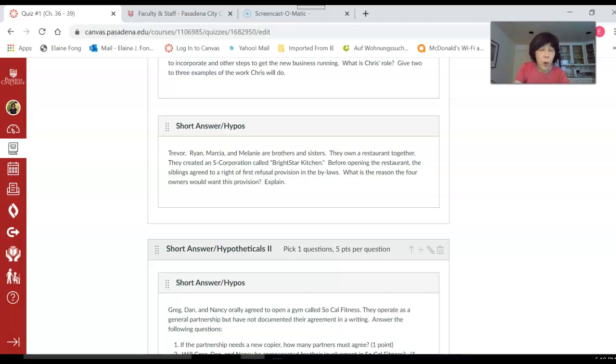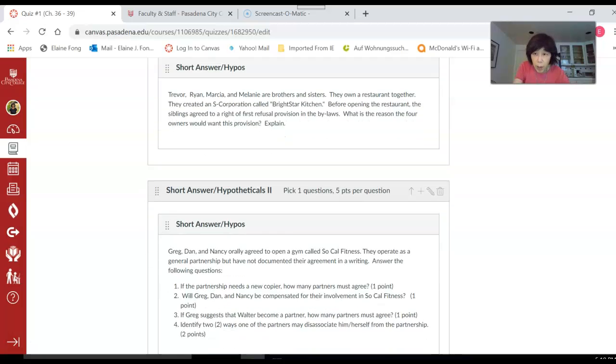If any one of the 4 decide they no longer want to be part of the Bright Star Kitchen restaurant, then the other 3 want to have the ability to buy the shares off of that 4th who is leaving. They want that ability before any outsider can come in and buy the shares. And so that's the point of having a right of first refusal. I was looking for a discussion of that in response to this question.